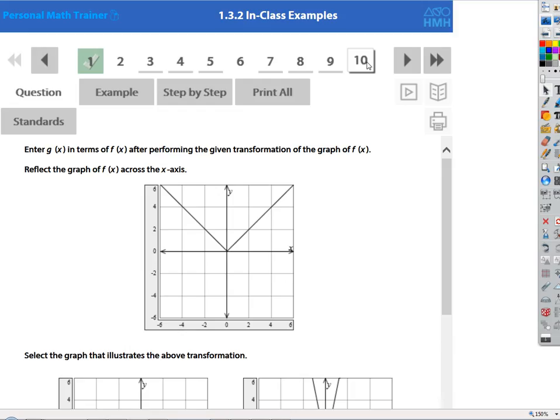We got translations. What's that? Didn't you say the divide? For which one? For reflecting? We haven't talked about reflecting yet, but you can tell me in a second what you think we're going to do.